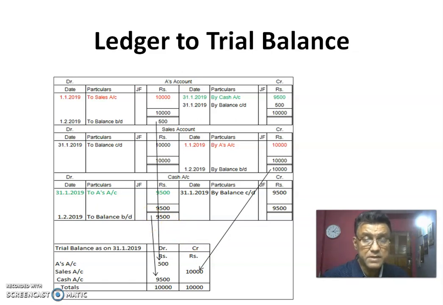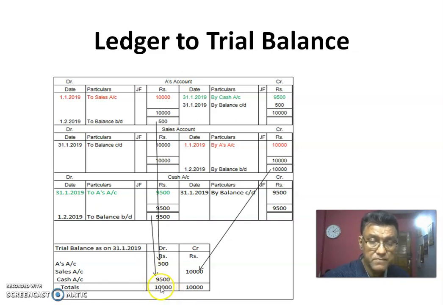Trial balance will be done based on balance BD, that is balance brought down. A's account has a balance BD of 500 on the debit side, so for A's account I have shown 500 on the debit side in the trial balance. Sales account has a balance BD on the credit side of 10,000 rupees, so I have put sales account 10,000 rupees on the credit side of the trial balance. Cash account has a balance of 9,500 rupees balance BD, and that I have put on the debit side of the trial balance.